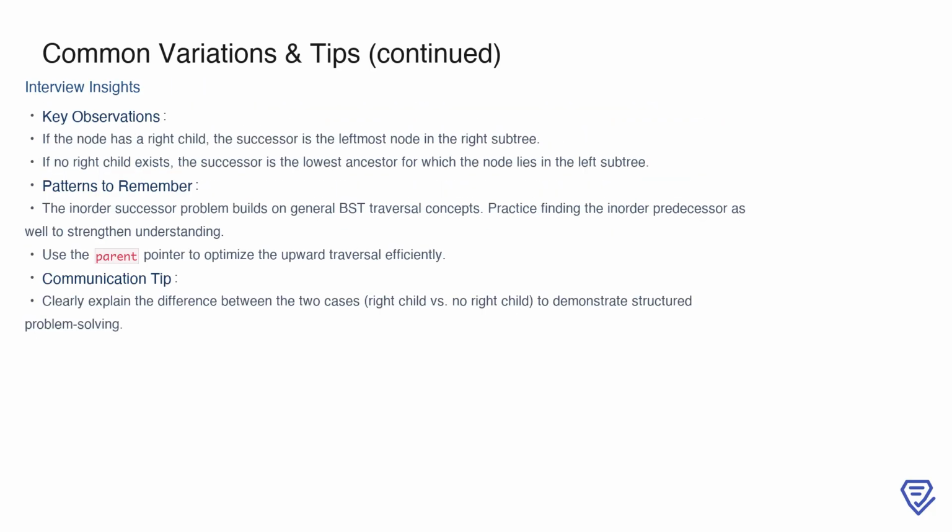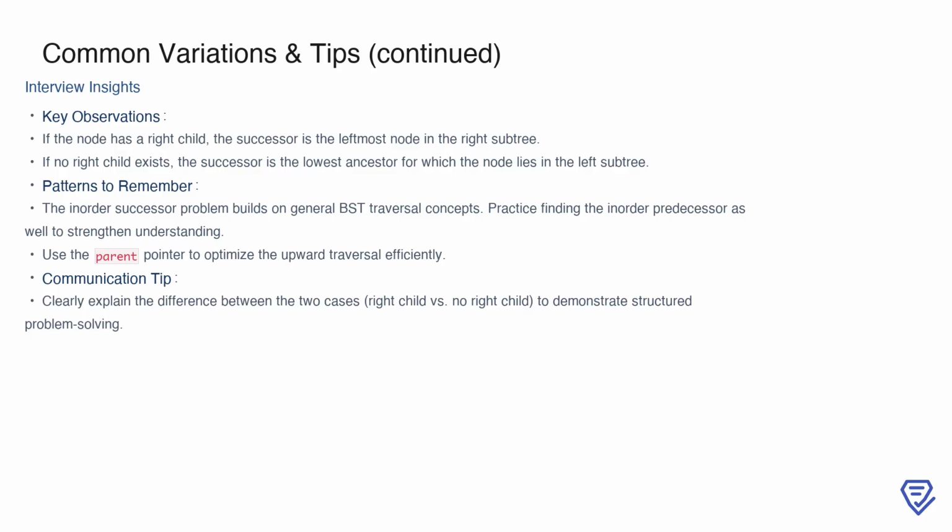To gain an edge during interviews, it's important to understand the two key cases for finding the Inorder successor. First, if the node has a right child, the successor is the leftmost node in the right subtree. Second, if there's no right child, the successor is the lowest ancestor where the node lies in the left subtree. These observations are foundational for this problem.